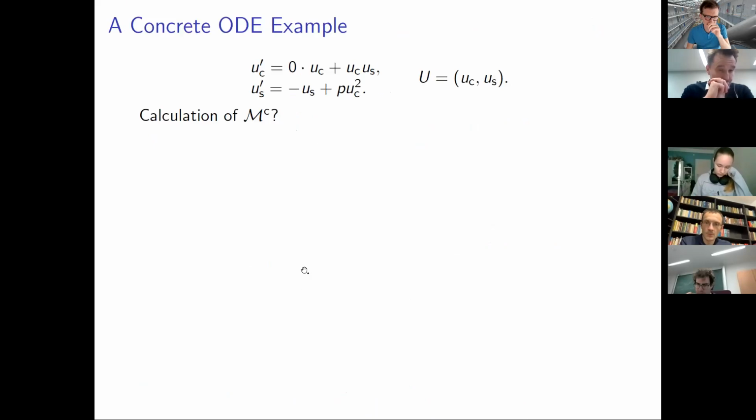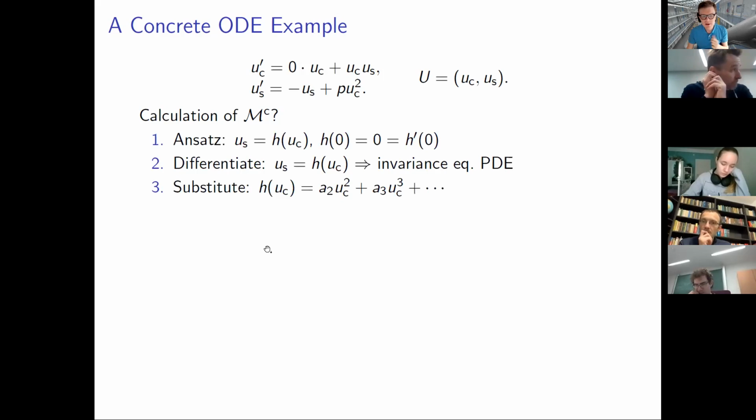Let me give you a little example that you would do in a dynamics course. Yeah. If you have seen it, it's a bit boring, but you might not have seen it. So you have a two-dimensional example. There's one center direction, 0 times UC. So there's a 0 here, and then there's a purely nonlinear term, UC times US. And there's one stable direction. There's a parameter P, and there's a nonlinearity that's quadratic. The origin is an equilibrium point, and suppose you wanted to calculate MC, the center manifold.